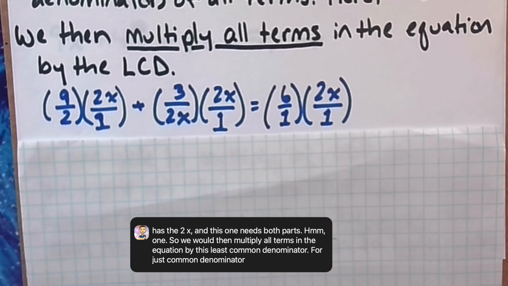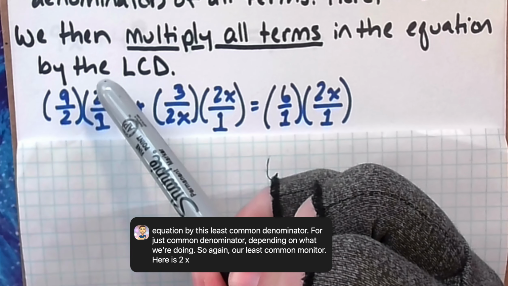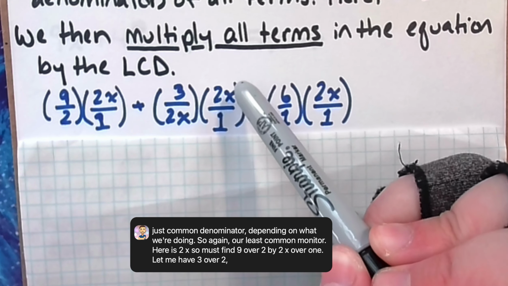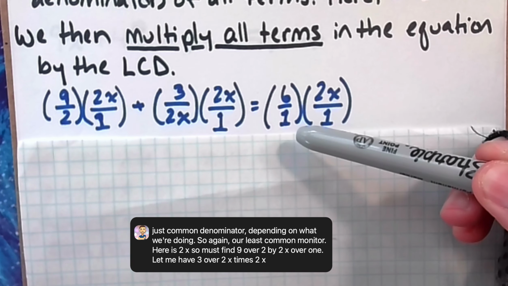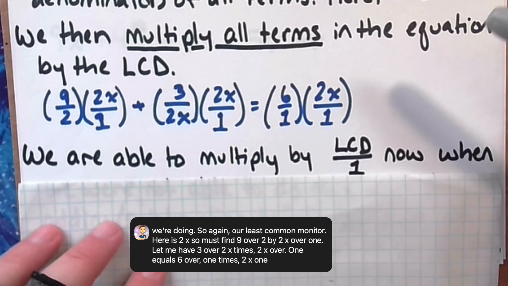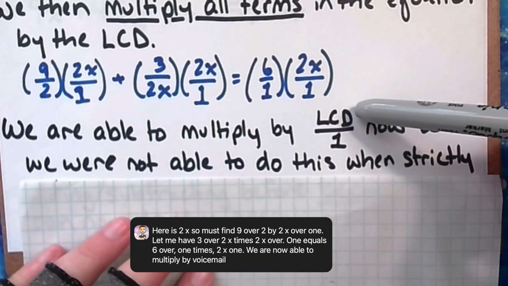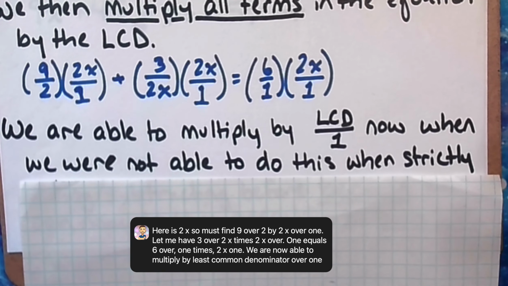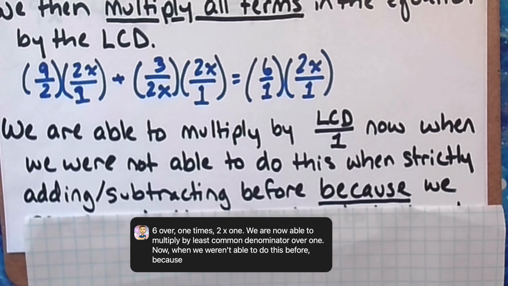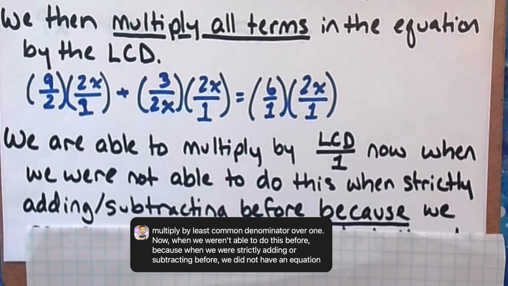So again, our least common denominator here is 2x. So we multiply 9 over 2 by 2x over 1. Then we have 3 over 2x times 2x over 1 equals 6 over 1 times 2x over 1. We are now able to multiply by the least common denominator over 1. Now, we weren't able to do this before, because when we were strictly adding or subtracting, we did not have an equation.